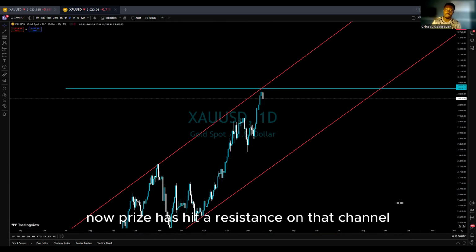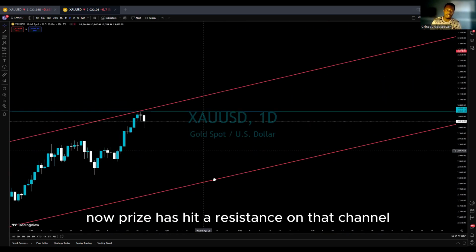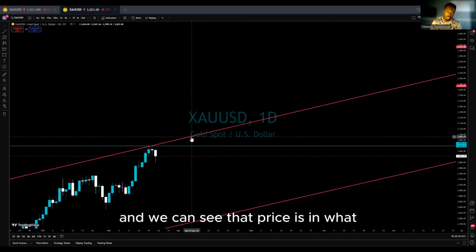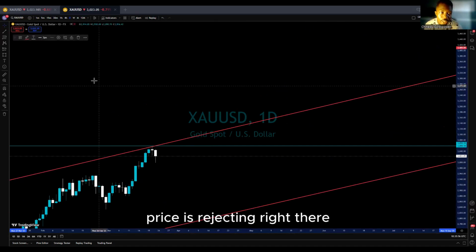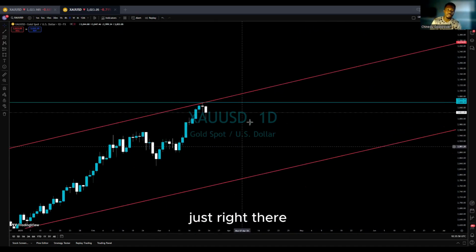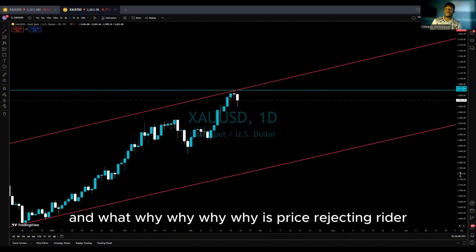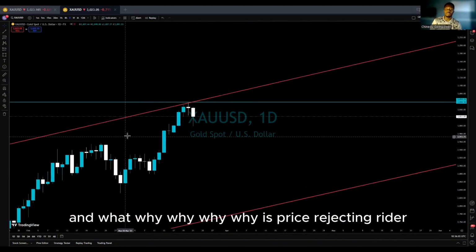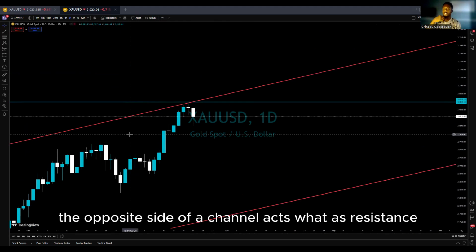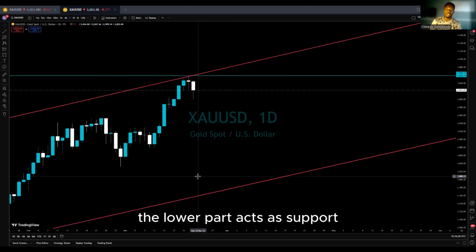Right now, price has hit a resistance on that channel, and we can see that price is rejecting right there. And why is price rejecting right there? Because it's a channel. The upper side of a channel acts as what? As resistance, lower part as support.